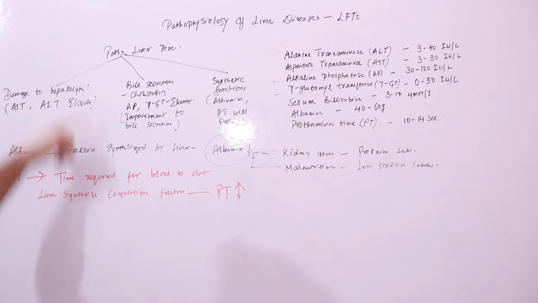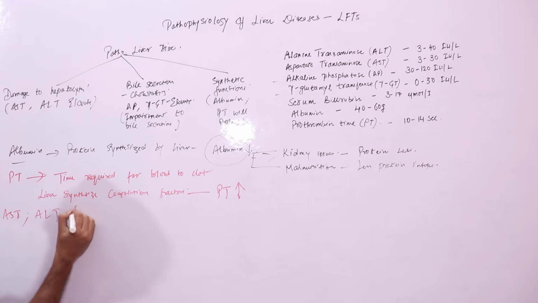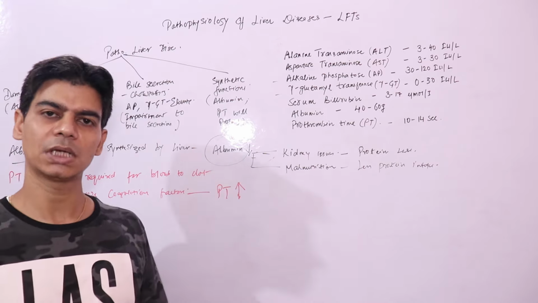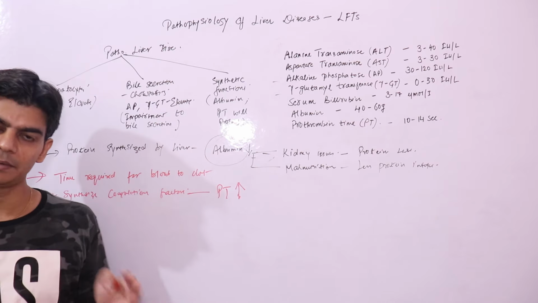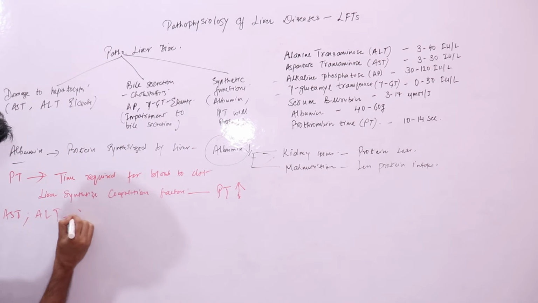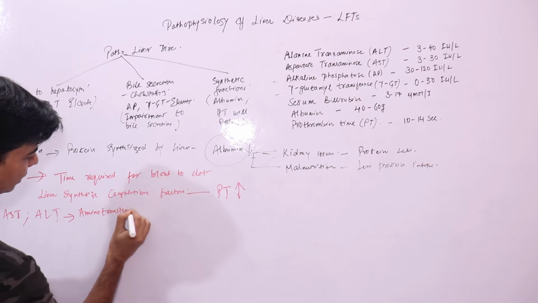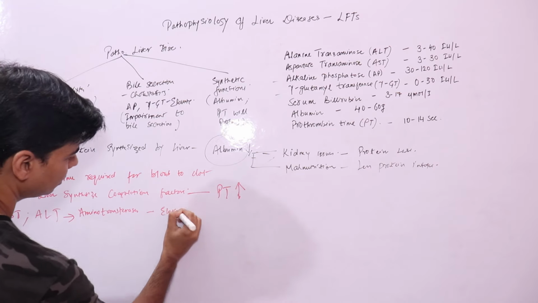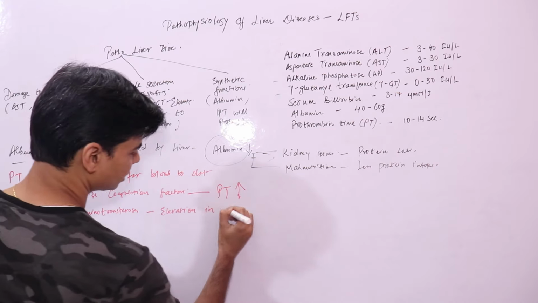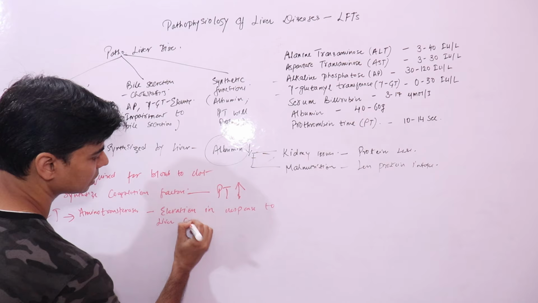And let's come to damage to hepatocytes. If your AST or ALT rise, these are your enzymes that show a rise in response to damage to liver cells, right? We call these aminotransferases, that show elevation in response to liver cell damage.